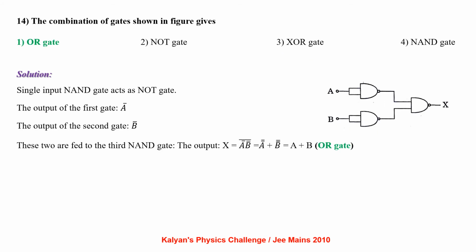The combination of gates as shown in the figure gives... See the diagram for some time. It is two NAND gates connected to another NAND gate. The first two NAND gates are single input NAND gates. Single input NAND gate acts as NOT gate. So the output of the first NOT gate is A bar and that of the second NOT gate is B bar. Now these two are fed to another NAND gate. So X equal to A bar B bar whole bar, that is NAND operation. Applying De Morgan's theorem, it becomes A bar bar plus B bar bar. So that is effectively A plus B, which is nothing but OR gate.